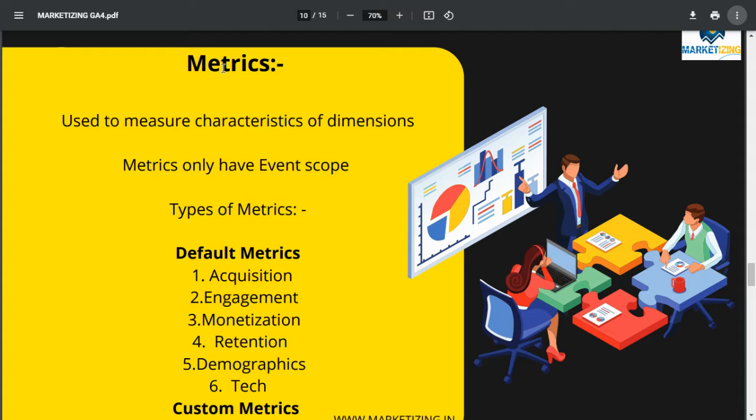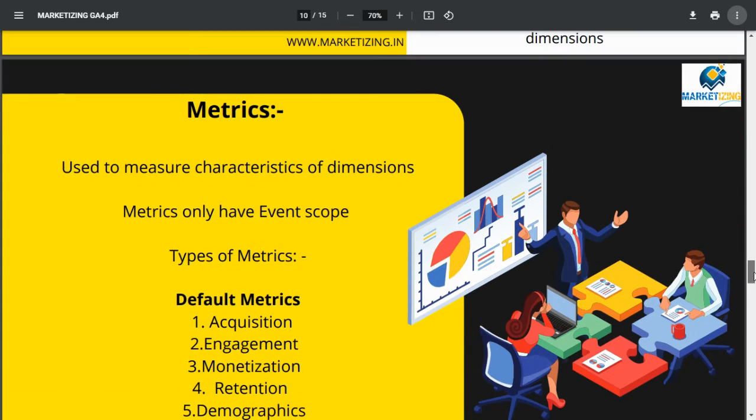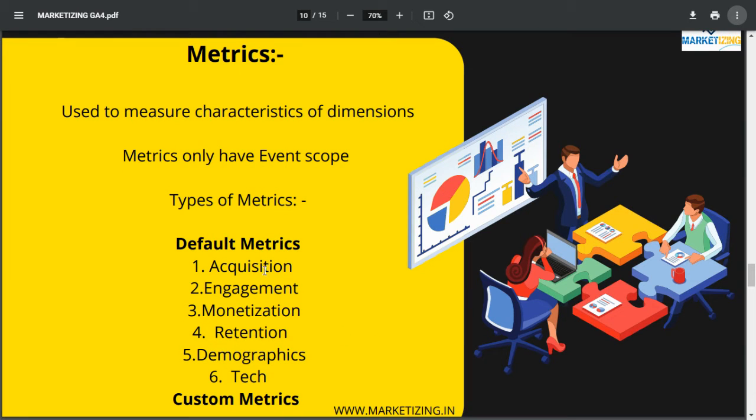So in GA4 metrics only have the event scope. So they can have only the event scope and there isn't any user scope for the metrics. And the several types of metrics are categorized into two parts. There are the default metrics and the custom metrics. Right. The default metrics are predefined and available by default in our Google Analytics 4 reports, while the custom metrics are those which we need to create according to our website and customize them to measure the events or the actions that are performed by our users on our website.